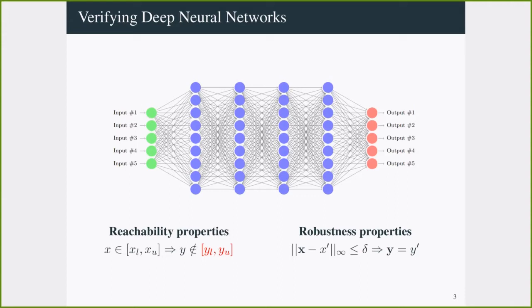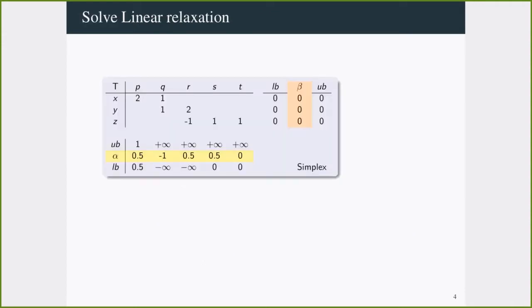So, how can we actually show these properties? Since the connections between the layers are linear, if we disregard activation functions for a moment, we can solve the linear relaxation using the simplex algorithm. We can see an example on the slide showing a small simplex tableau and its satisfying assignment, which is highlighted in the yellow row. Since this is a relaxation, the satisfying assignment needs to be checked against the piecewise linear constraints.